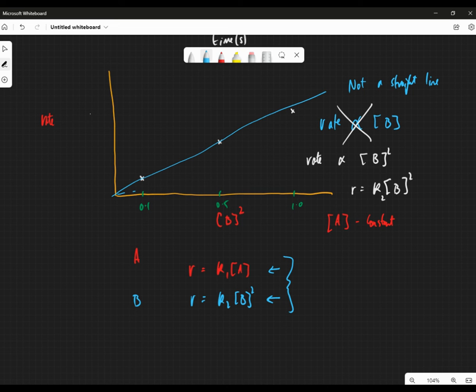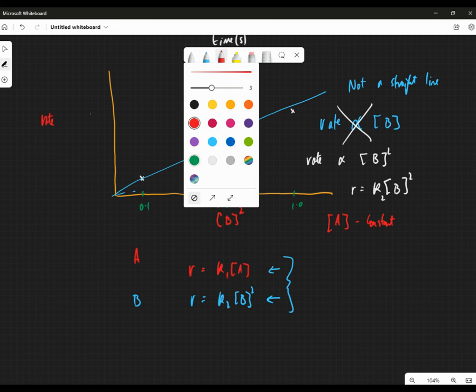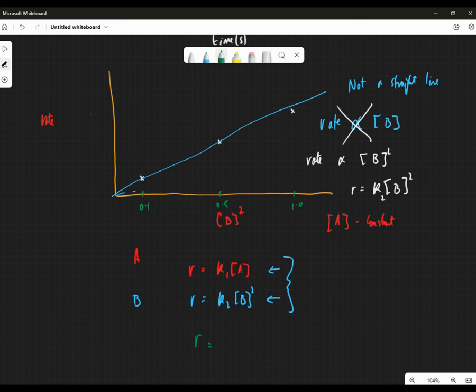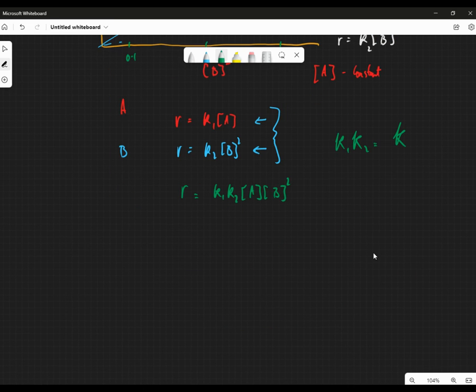But I can combine these two to get a general form. Now I'll get a new rate, and let's do this in green. If I combine these, I get K1 times K2 into A B squared. Now K1 is a constant, K2 is a constant, and a constant times a constant is a third constant, and I'm going to call that just big K. So therefore the overall rate equation for this reaction is rate equal to big K times the concentration of A times the concentration of B squared. That's how we formulate a rate equation.